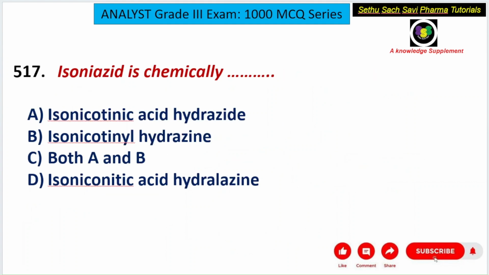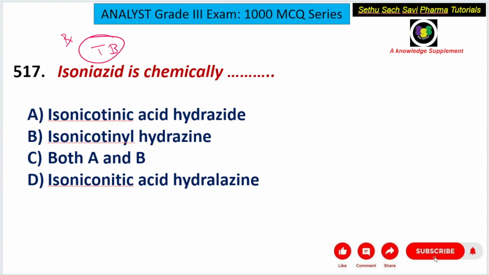Again, it's a question from medicinal chemistry. Isoniazid is chemically what? You know that it is an anti-TB drug, right? Used in the treatment of TB, a first line anti-TB drug. So what is it chemically? A choice, isonicotinic acid hydroside. B choice, isonicotinyl hydrazine. C choice, both A and B. D choice, isonicotinic acid hydrolysine. Which is the correct answer?